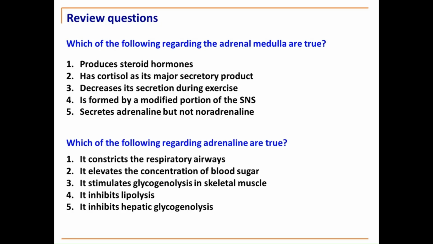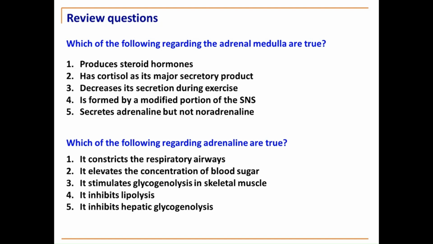Has cortisol as a major secretory product? Obviously, that's incorrect because it's adrenaline and noradrenaline. Decreases its secretion during exercise? Again, that's incorrect. You activate the sympathetic nervous system during exercise. Is formed by a modified portion of the sympathetic nervous system? Obviously, that is correct. Secretes adrenaline, but not noradrenaline? As we've said many times, that is not correct because it secretes both adrenaline and noradrenaline. Remember, therefore, that noradrenaline acts as both a neurotransmitter and a hormone.